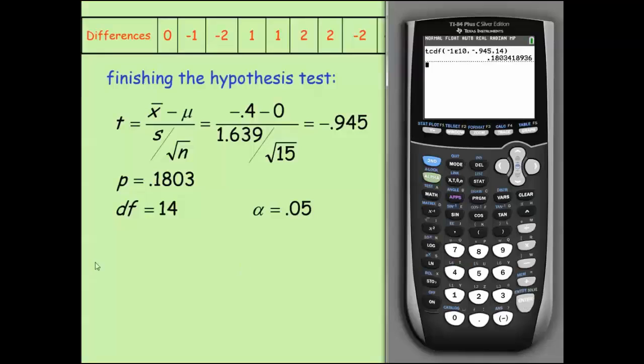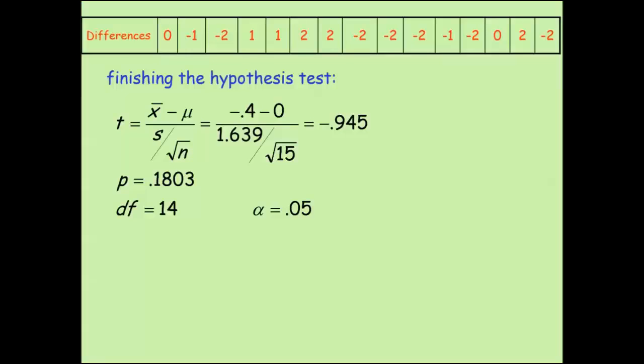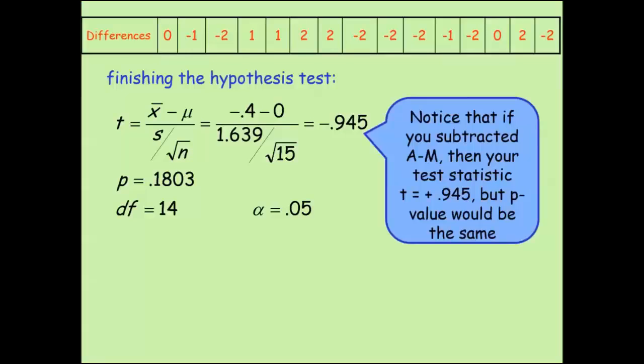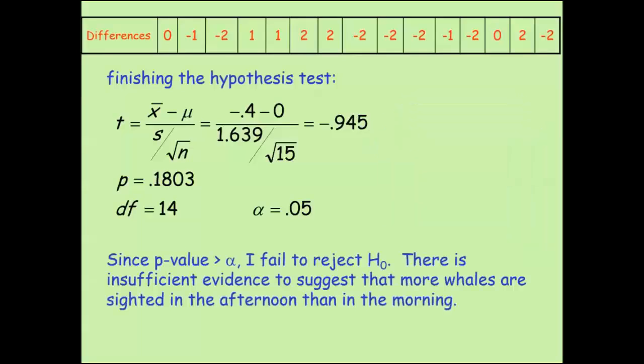Now when I compare that to our alpha of 0.05, let's make our statement here. Our p-value is greater than alpha, so we fail to reject the null. There is insufficient evidence to suggest that more whales are sighted in the afternoon than in the morning.